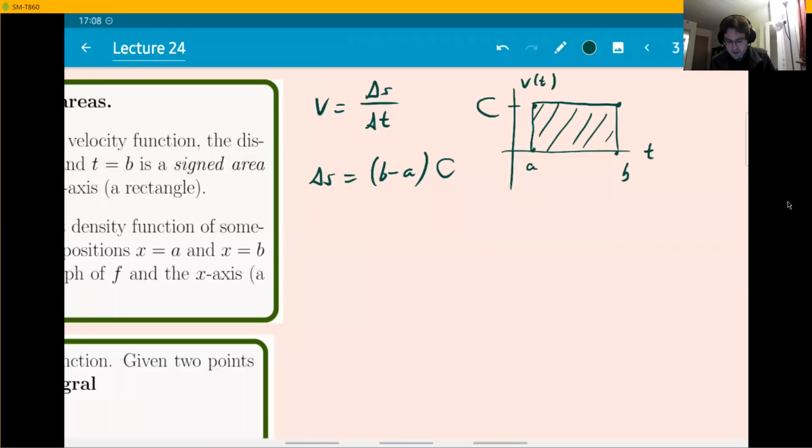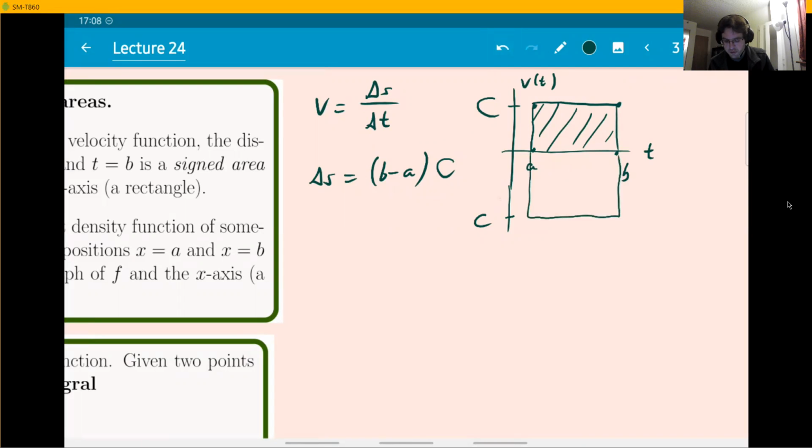But as it turns out, this c could have been negative. An object with a negative speed is just moving backwards. It's moving in the direction opposite to the direction that you call positive. But the formula is still the same for the displacement. It's just going to be a negative displacement, as you expect. And the formula is still some sort of area.